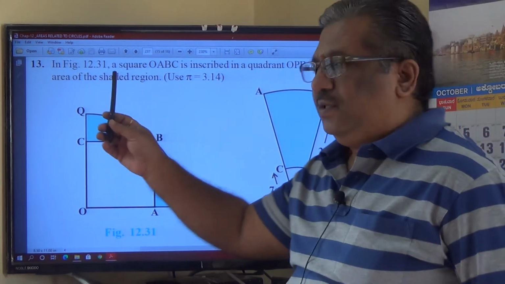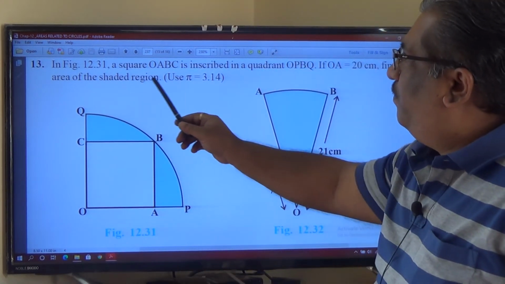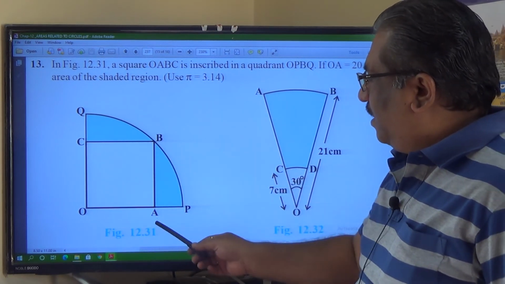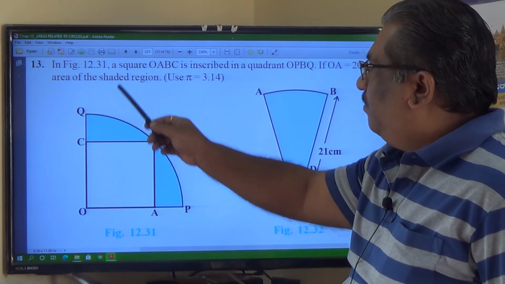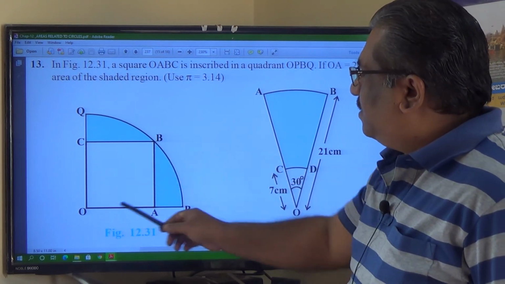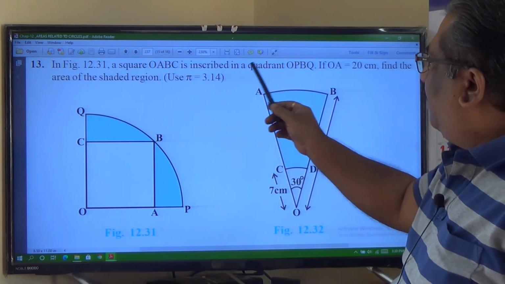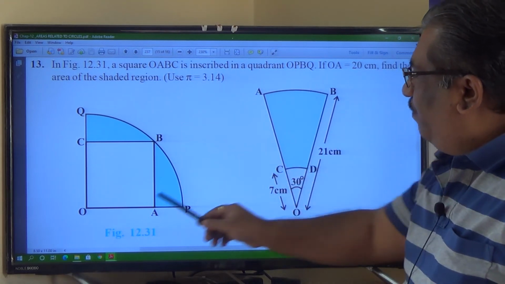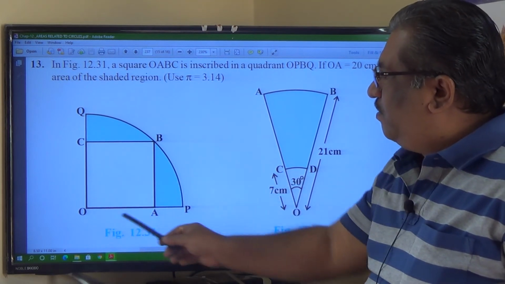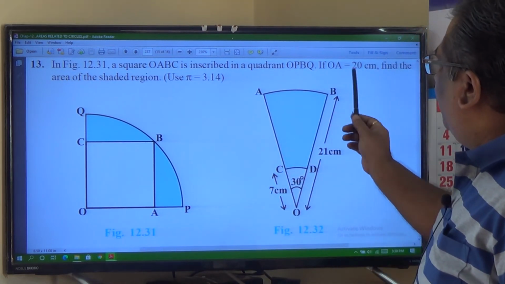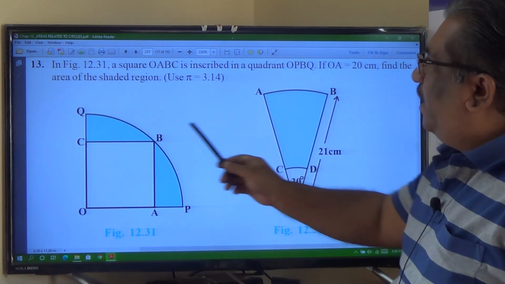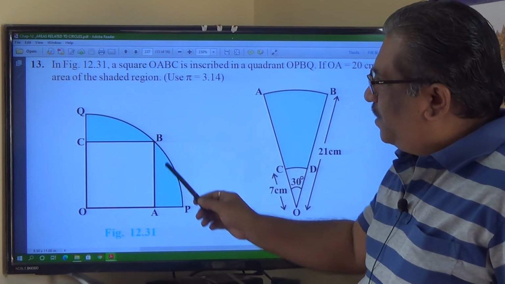Question number 13. In figure 12.31, which one? This one. This is the diagram here. In figure 12.31, a square OABC, this is a square. It is inscribed in a quadrant OPBQ. This is a quadrant into which the square is inscribed. If OA equals 20 centimeter, from here to here it is 20 centimeter, find the area of the shaded region.